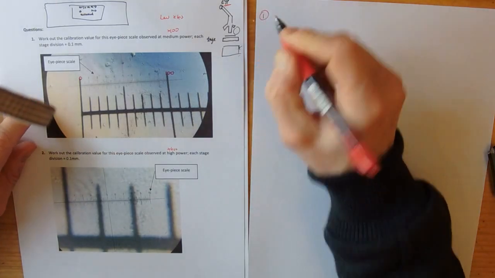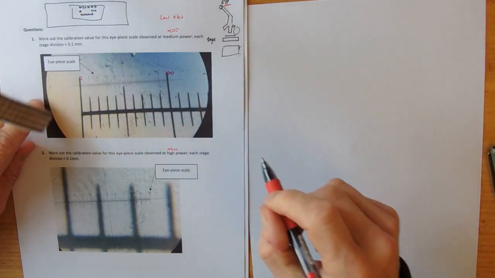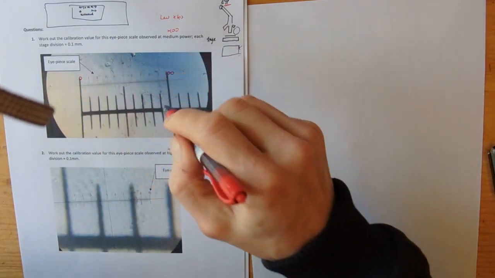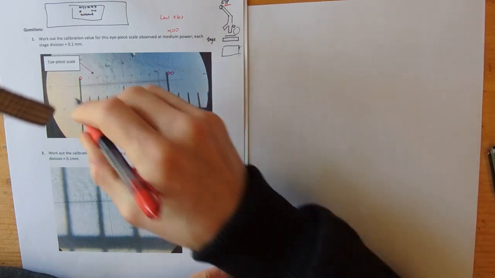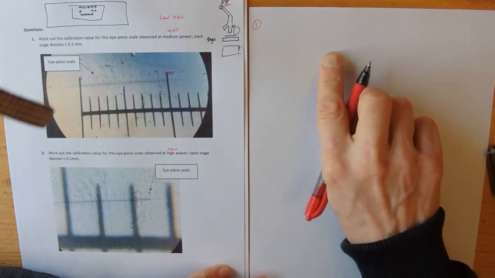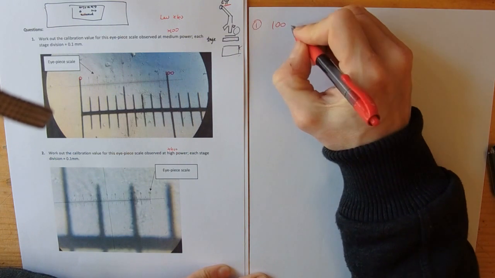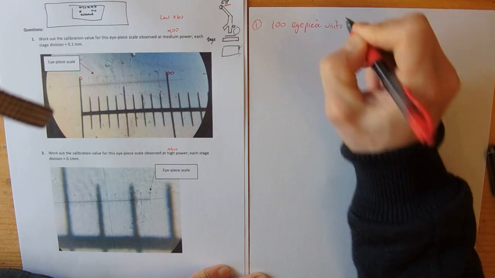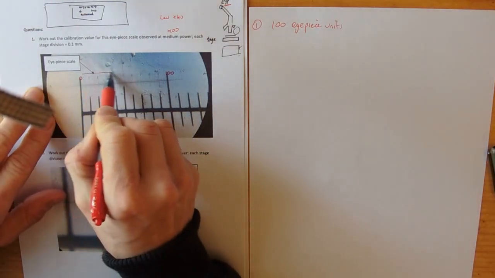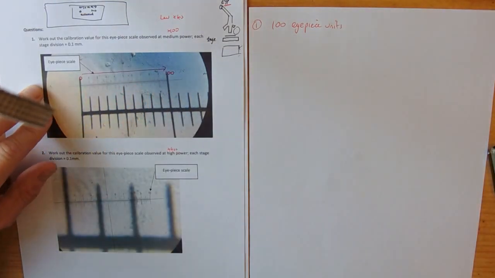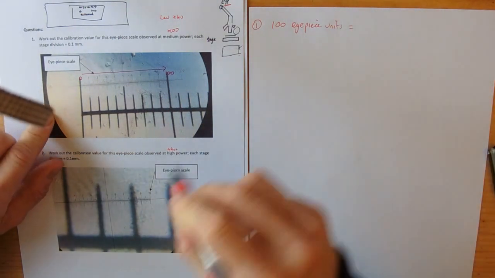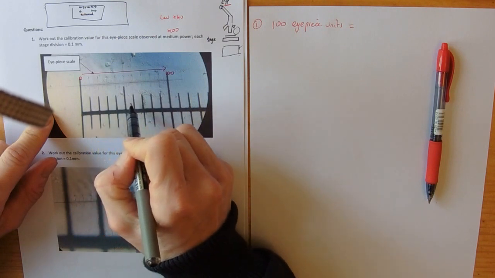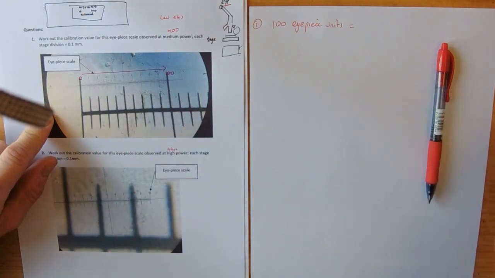And so, where do we start? Well, we start off with what we can see really. So the eyepiece scale, we've got 100 eyepiece units. So 100 eyepiece units there equals how many of our stage units? So 1, 2, 3, 4, 5, and these are another 5, so that's 10 stage units.